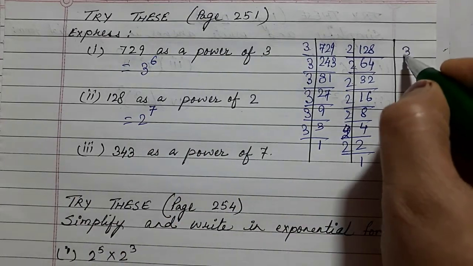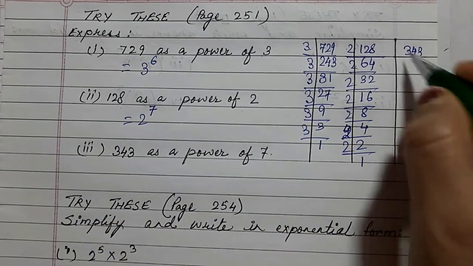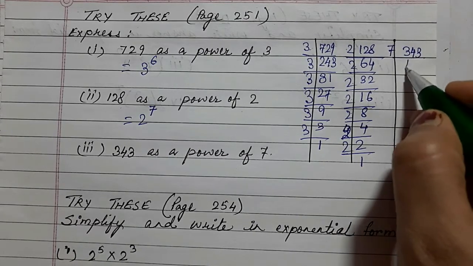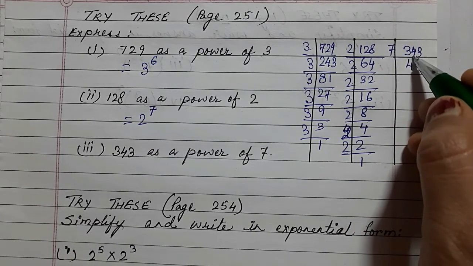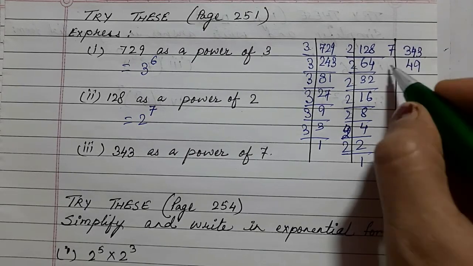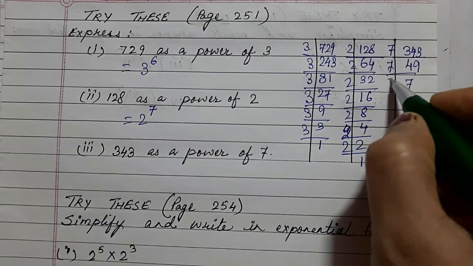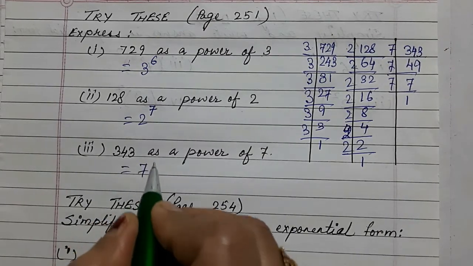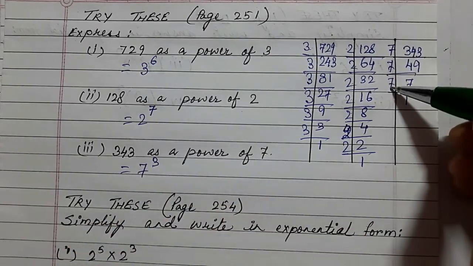Next, 343 with a base 7. So 7 4s are 28, 7 49s are 343, 7 7s are 49, 7 1s are 7. So we get it as 7 to the power 3, as it is 3 times.